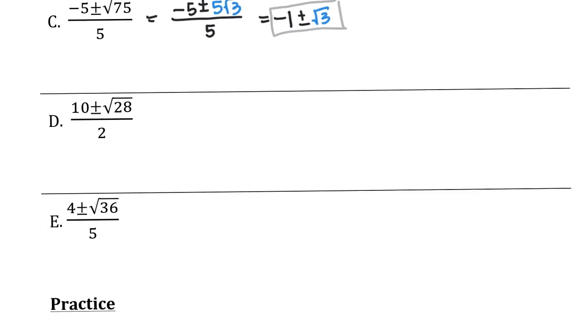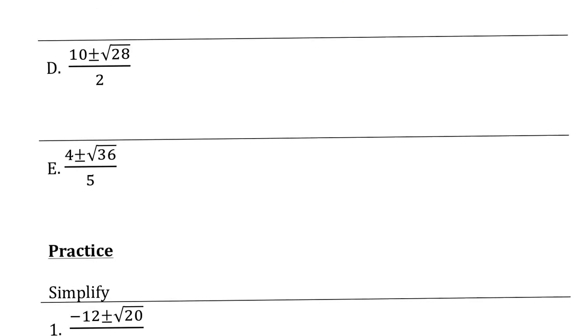Let's do a couple more and then you can try them on your own. Okay, so 10 plus or minus the square root of 28. For 28, I could do 2 and 14. I'm going to do 4 and 7 so that it will make 2 square root 7. And I will divide them both by 2. So 10 divided by 2 is 5. 2 square root 7 divided by 2, the 2's cancel and I'm left with square root 7.